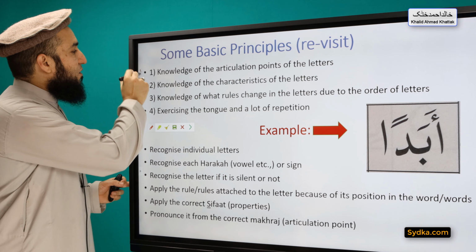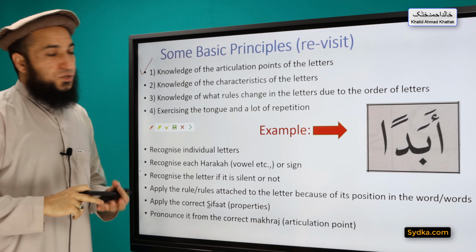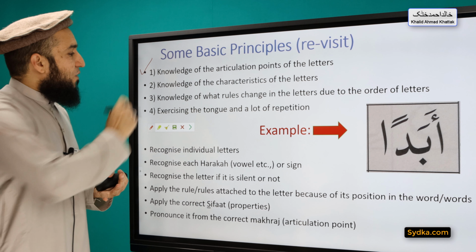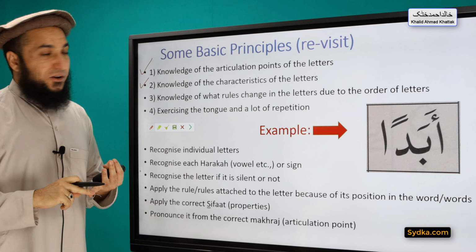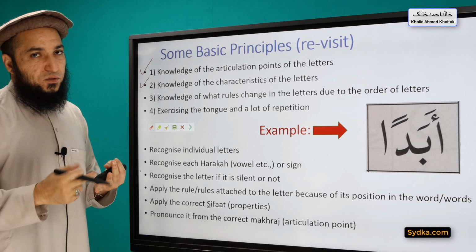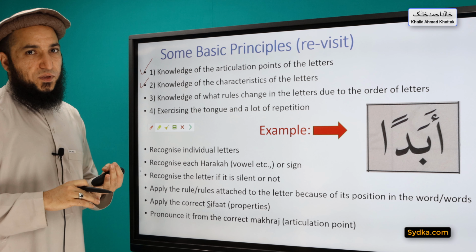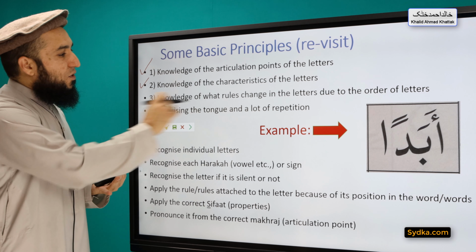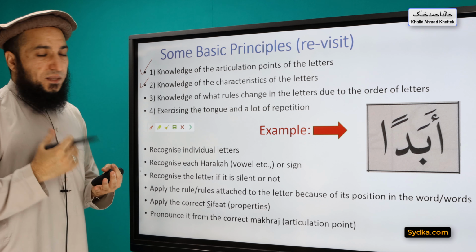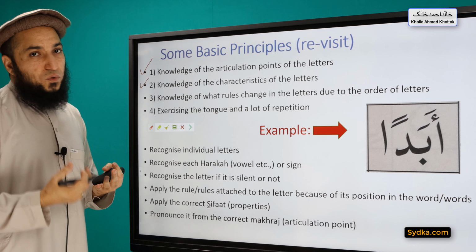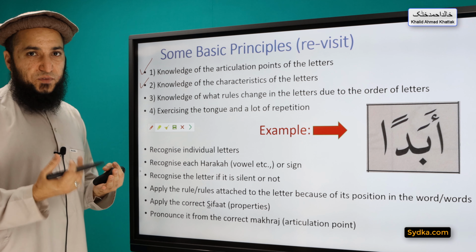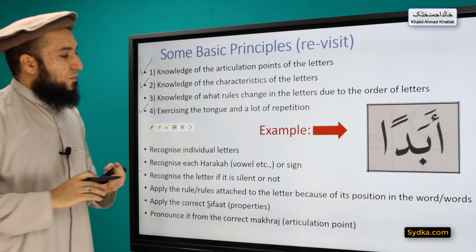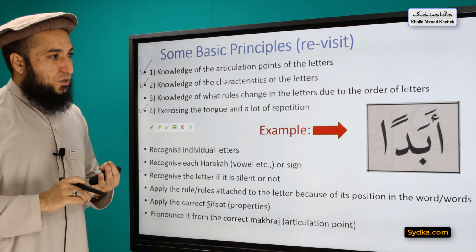The first one is we need to have the knowledge of articulation points for each letter. The second one is we need to know the characteristics of each letter, the sifat of each letter. We have studied only a few of them so far, but we will study the rest in advanced level. The third one is the knowledge of rules attached to individual letters because of their position in a word or words. The fourth one is exercising the tongue and a lot of repetition.